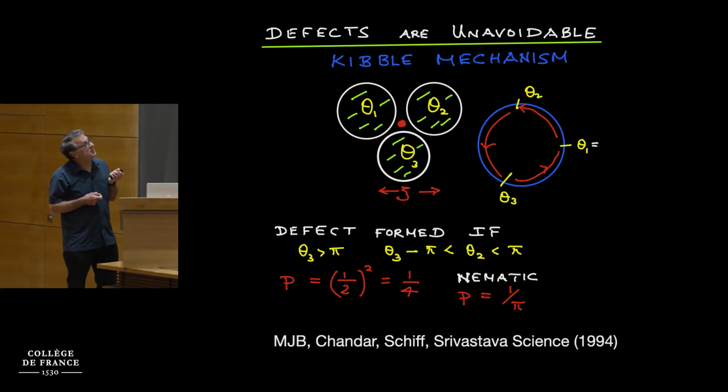And it's quite easy to compute in this case, since you have two regions where you're splitting in half. The probability is 1/2 for this, 1/2 for that. A quarter of the time, if you throw random points on the circle here, you'll get a defect. So that's 25% of the time. That's for a vector field. If you do that for a nematic, you get 1/pi.